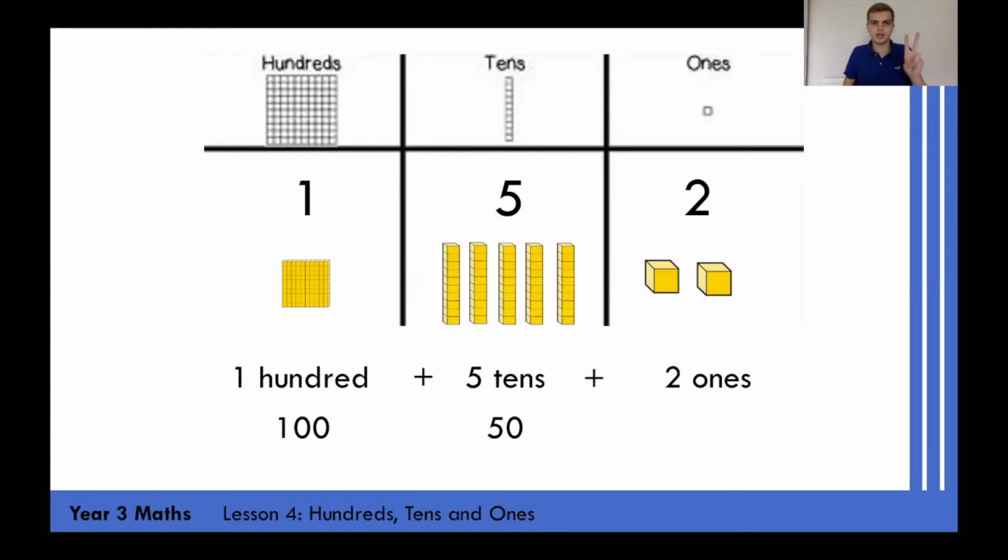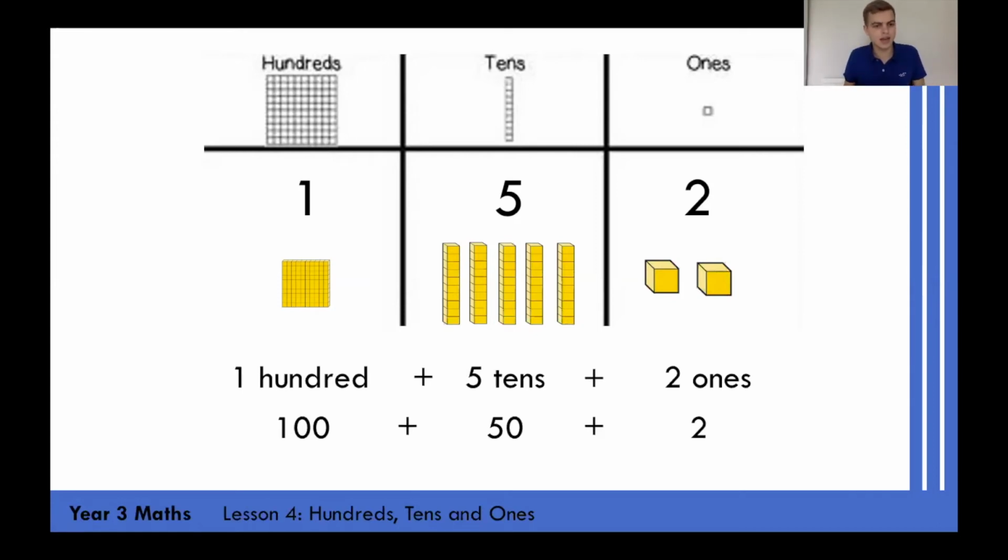2 ones, 2, counting in ones, 1, 2. It stays the same, doesn't it? Ones, I need to remember that. 1. Fantastic. Okay, so there we go. So the number 152 I can write as 100 add 5 tens add 2 ones, or I can write it as 100 add 50 add 2 ones. I'm partitioning my number into hundreds, tens and ones.